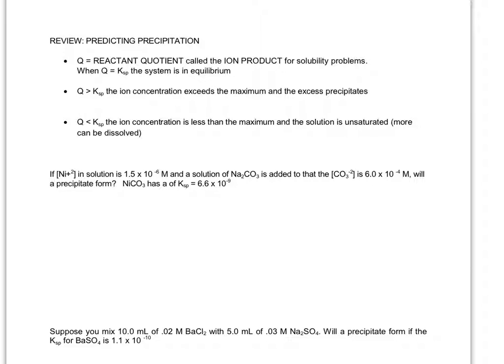Let's review that real quick. If you calculate Q, and it turns out to be equal to K, and in this case we're talking about KSP, as in the K for dissolving an ionic substance, then that means your system is at equilibrium, which means that you have a saturated solution.